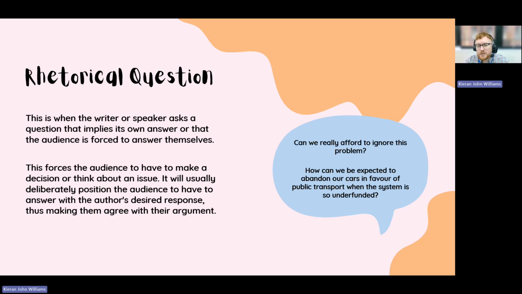So this device works because it forces the audience to engage mentally, even if they can't do it literally, and you are guiding them towards the answer of what you intend. So it positions them to agree with your own point of view.